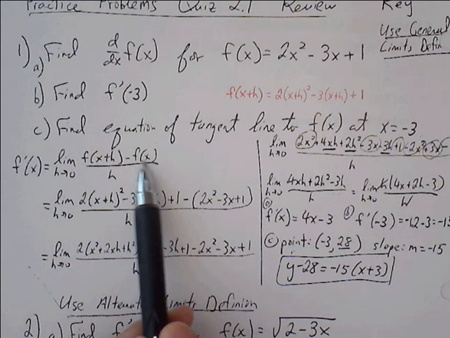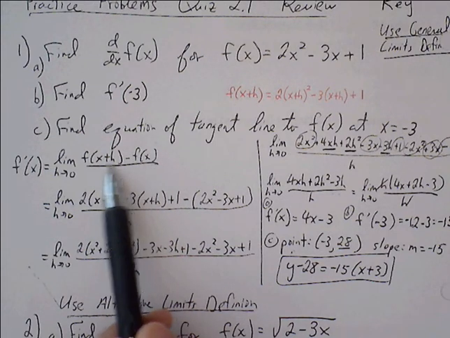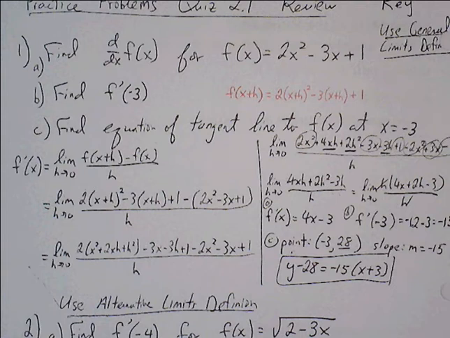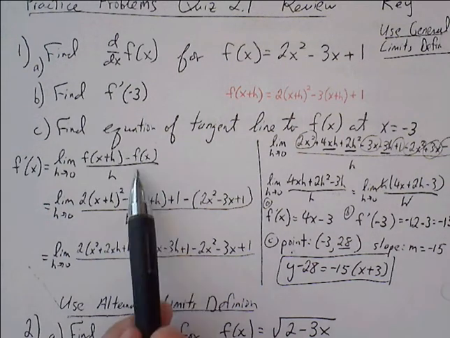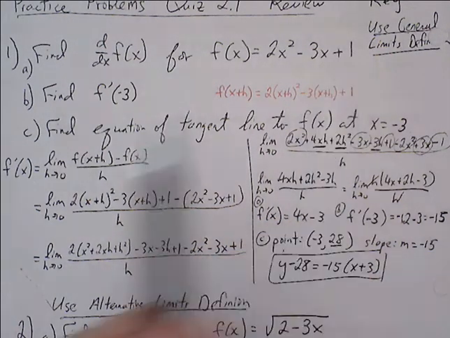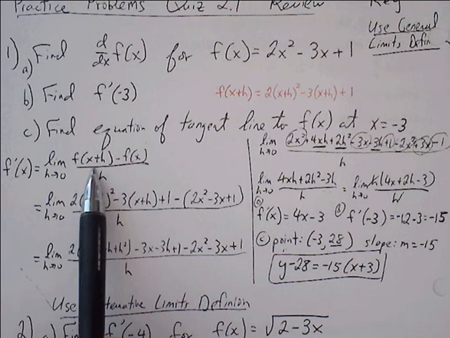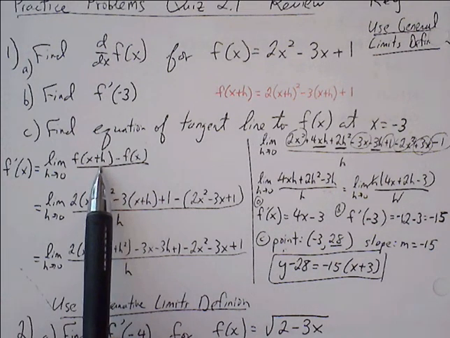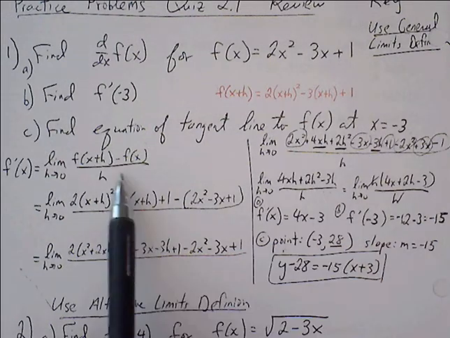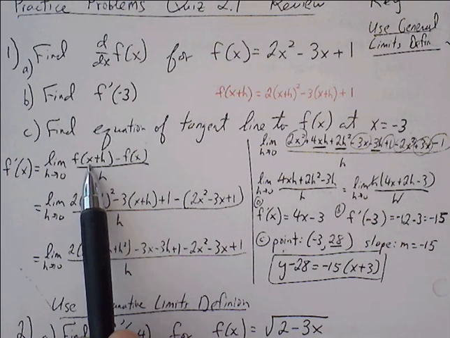We need to replace f of x with the original function, and then replace f of x plus h with the adapted expression. So we need to get the numerator out of function notation. The easier one is the f of x. F of x is simply 2x squared minus 3x plus 1. Now f of x plus h, this is where some students run into problems. I think the tendency is students want to take the f of x and just add an h at the end, making it 2x squared minus 3x plus 1 plus h. But that's not quite what this is asking for us to do.